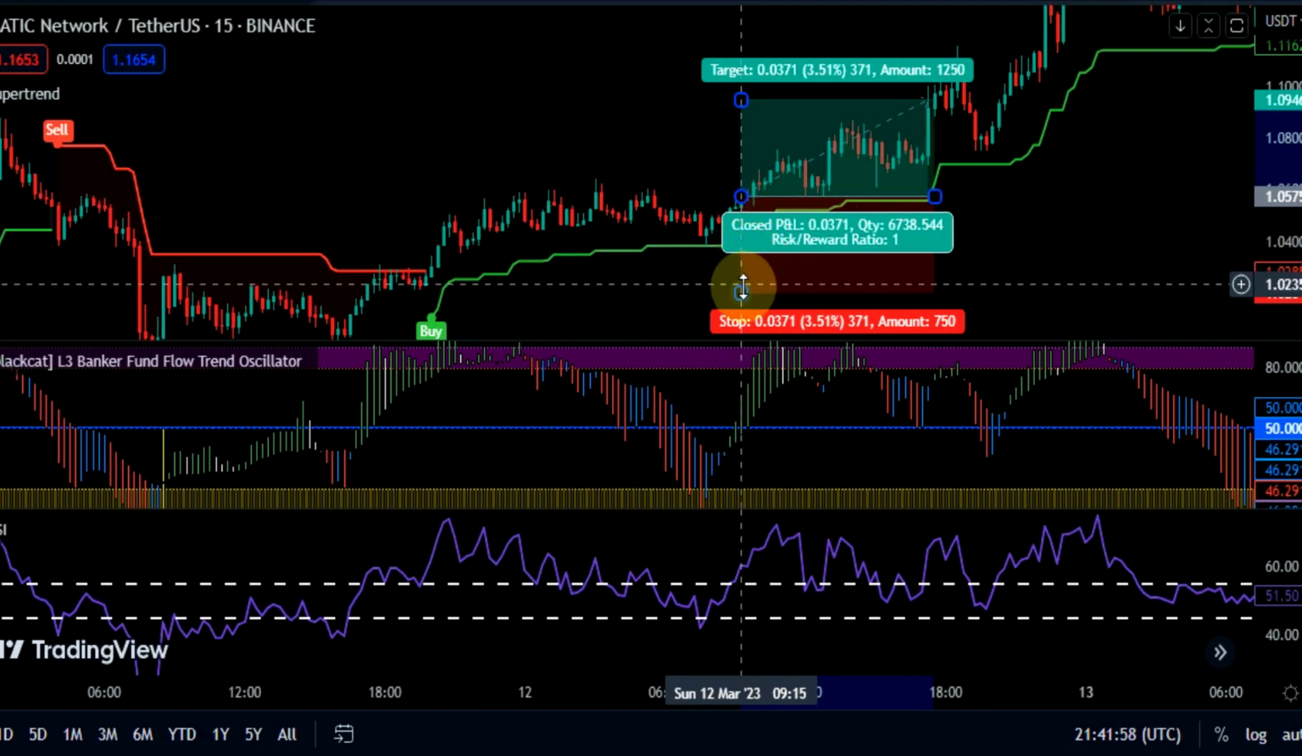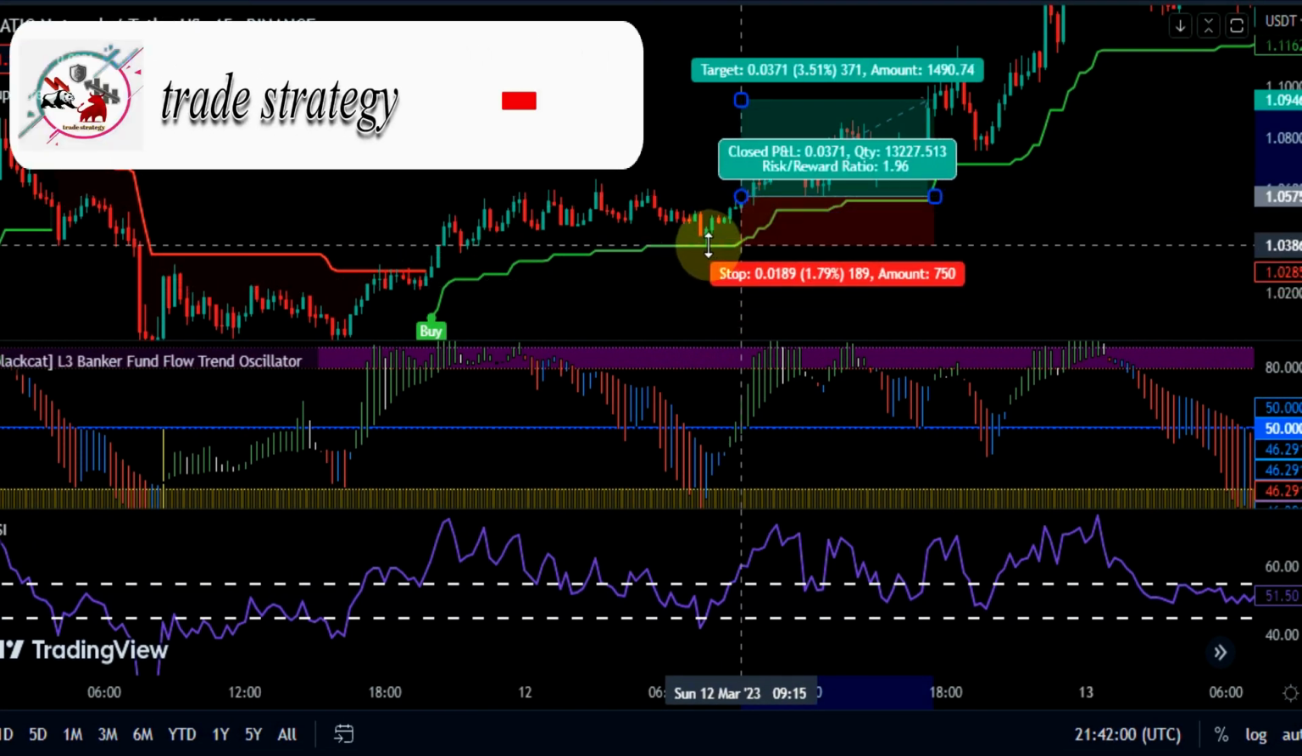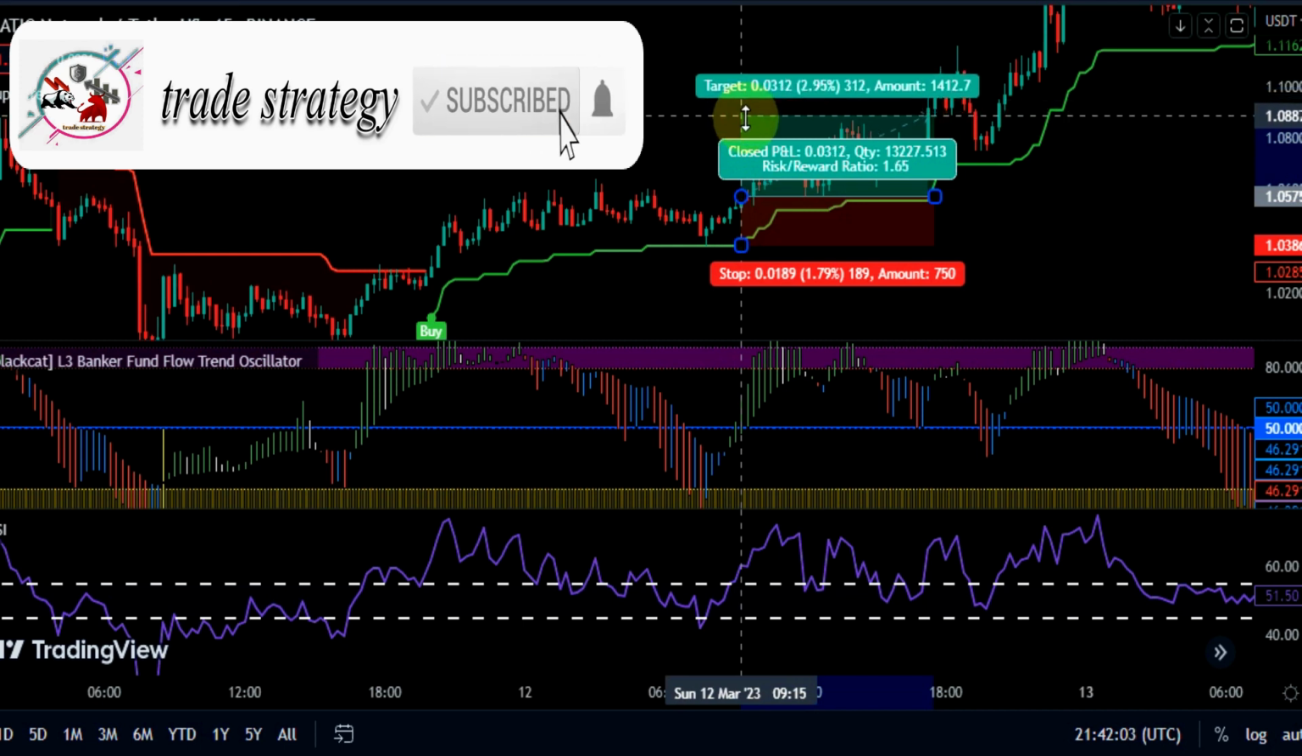We place the stop loss below the previous resistance and exit the trade with a target of 1.5.